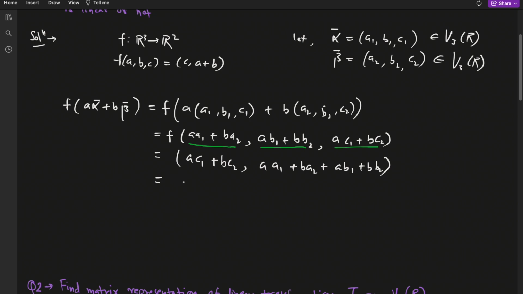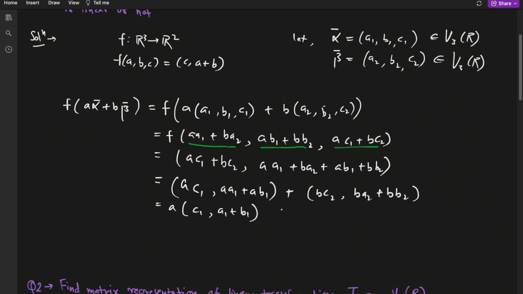Okay, now I will further simplify this: a times c1 comma a1 plus a b1. Basically what I did is I took all the terms with a in them and simply added them, and from here onwards it's pure algebra. Nothing else, it's just solving algebra. Now I will simply take a outside, and this will become c1 comma a1 plus b1. I will simply take b outside, and this becomes c2 comma a2 plus b2.